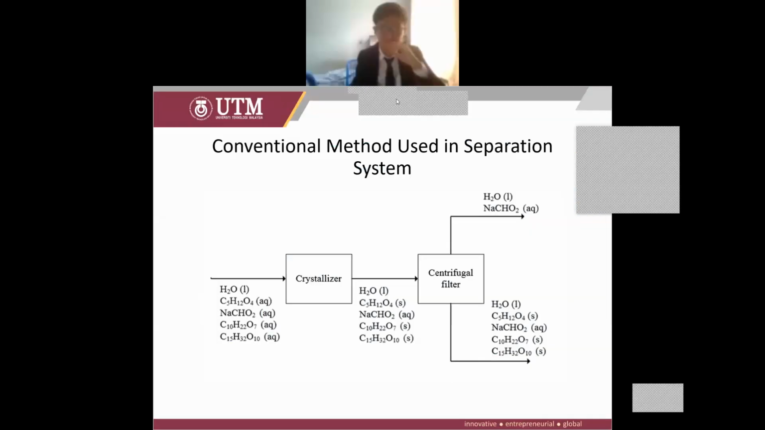This is the conventional method used in the separation system. Since pentaerythritol, dipenta, and tripenta are insoluble in cold water, all of them crystallize at low temperature, and a centrifugal filter is used to separate the solid and liquid phase. Next.